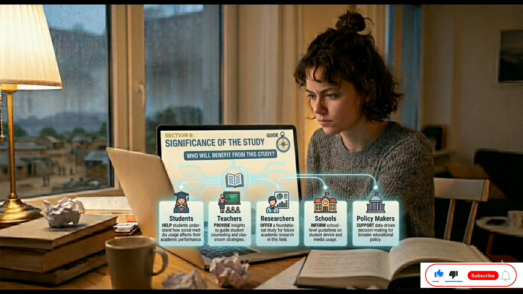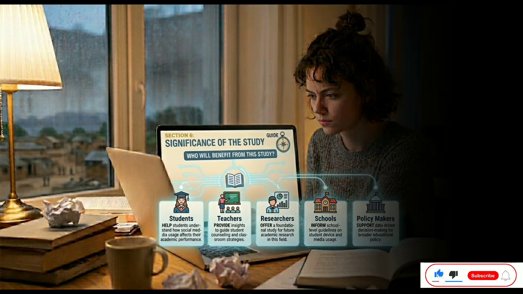Section 6, Significance of the study. This section explains the importance of the research. It answers who will benefit from the study. Possible beneficiaries may include students, teachers, researchers, schools, and policymakers. Explain how the study may help each group.